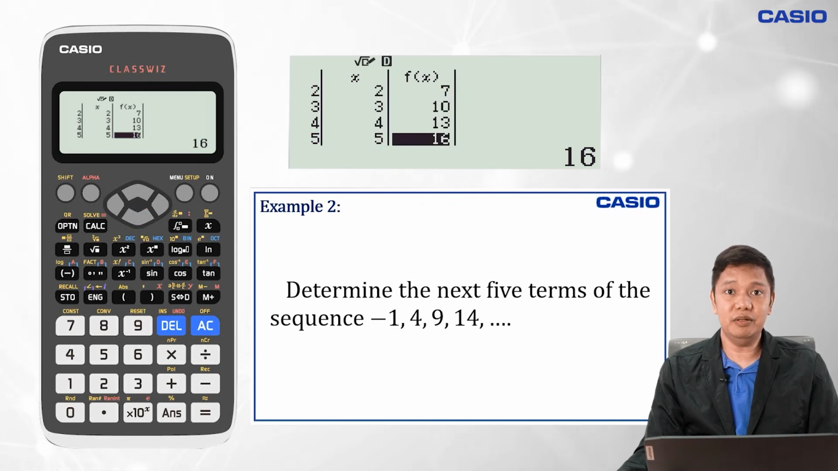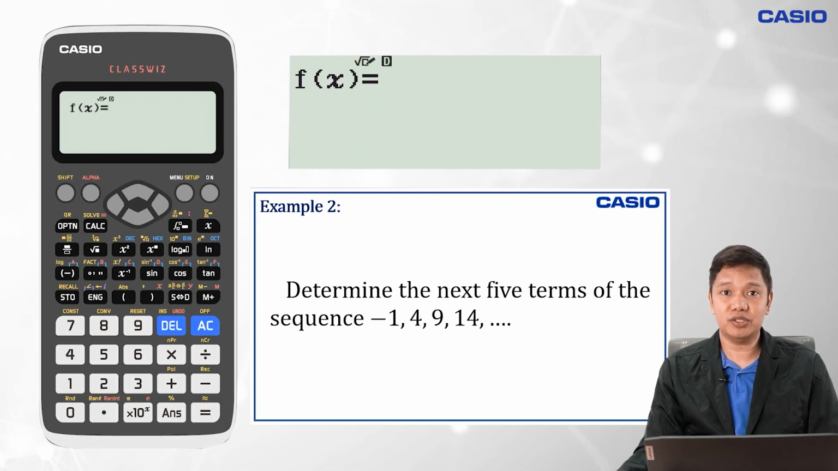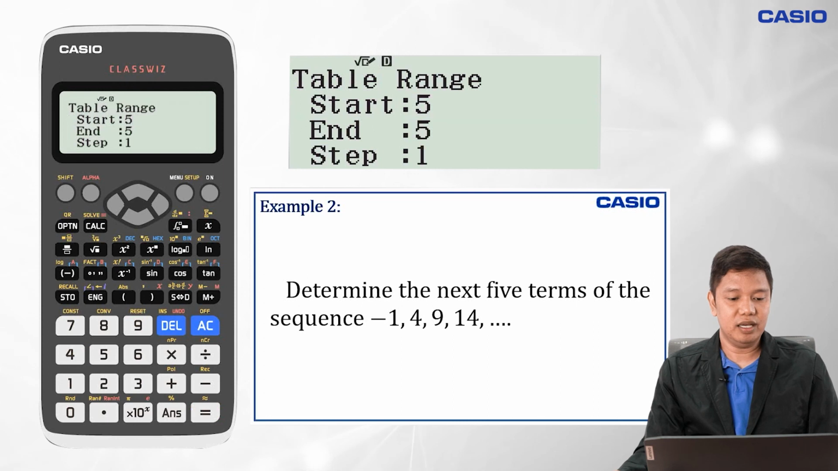Let us use again the table function to determine the next 5 terms of the sequence defined by -1, 4, 9, 14, and so on. Recalling that the nth term of this sequence is a sub n is equal to 5n minus 6. Alright, using our CASIO CLASSWIZ, we need to press again menu and then 9. And then input the function, which is 5x minus 6 equals, and then ignoring again the second function by pressing equals. This time, we need to start at 5. So, press 5 and then equals.